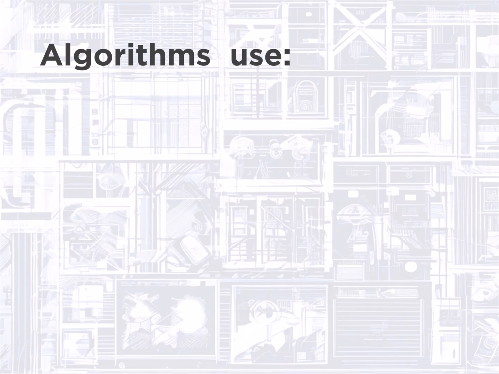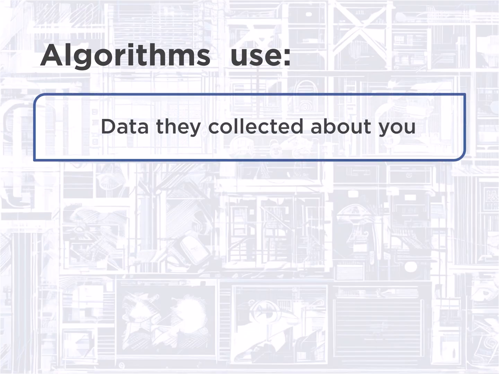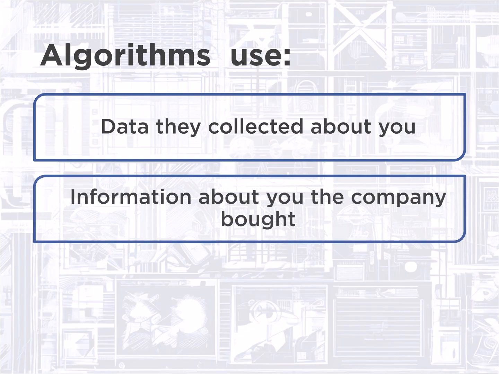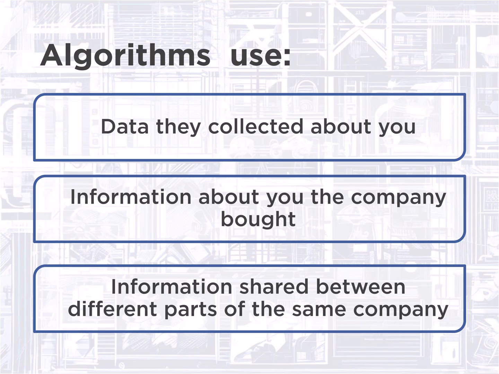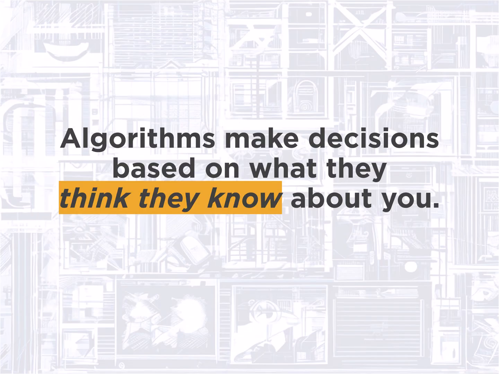They either use data that they collected about you, for instance, the prompts you enter into a chat AI, or information your computer automatically sends, like your location and internet protocol address, information the company bought, either from another company or from data brokers that buy data from lots of places and put it together into profiles, or information shared between different parts of the same company. For instance, Google can use your YouTube views to decide what search results to show you and vice versa because they're owned by the same company. In other words, algorithms don't make decisions based just on what they know about you. They make them based on what they think they know about you.